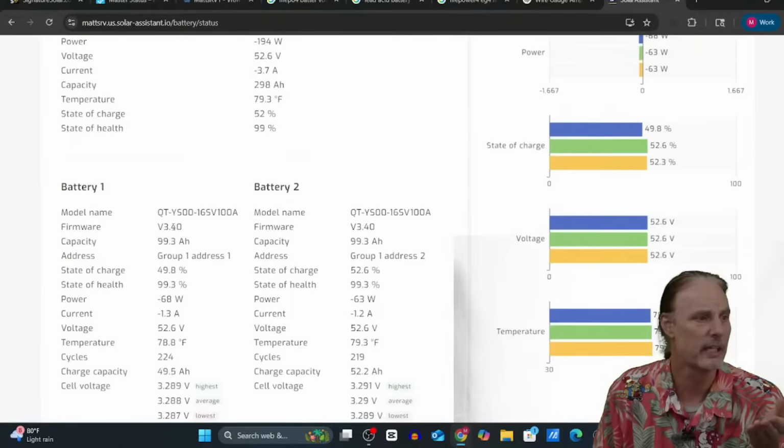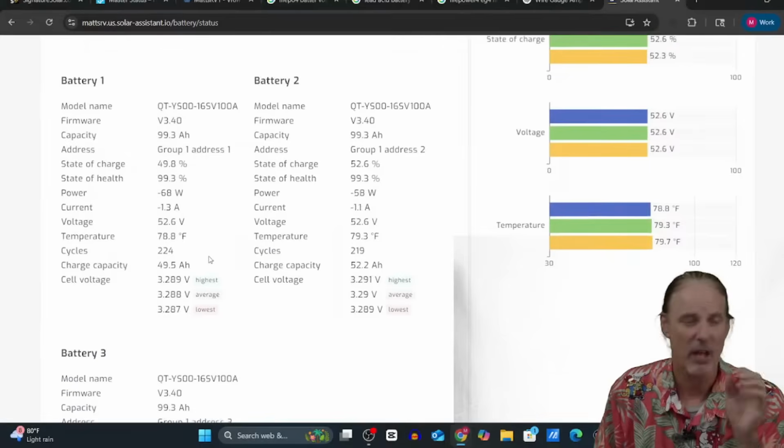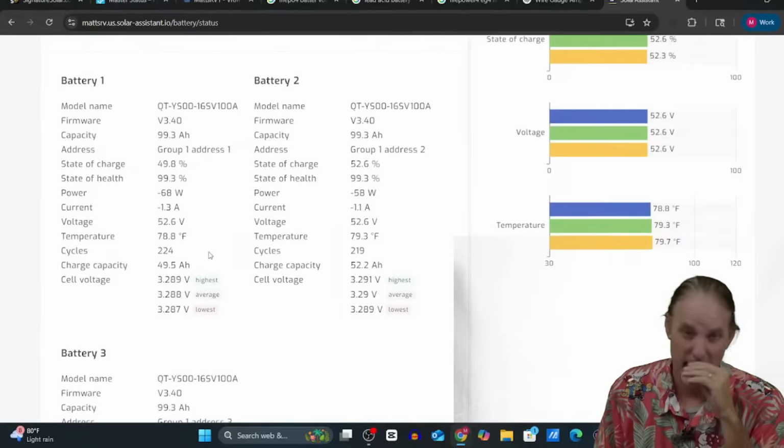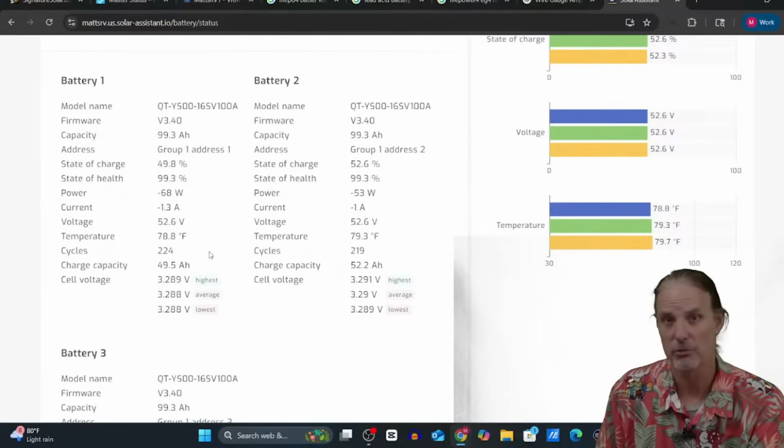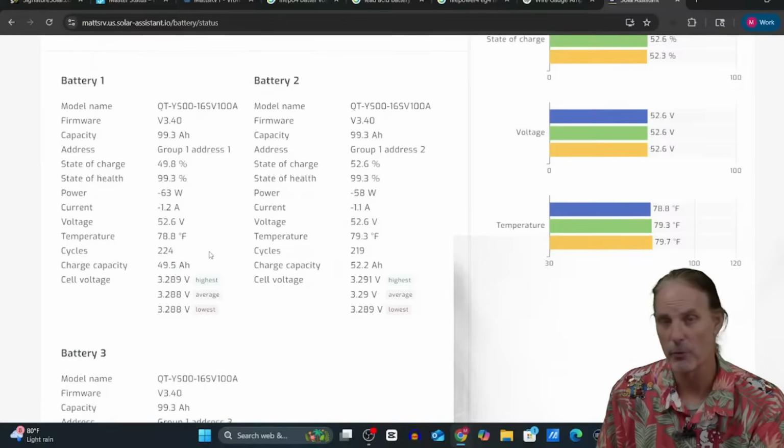So here I get each of the battery packs. A lot of the more current EG4 batteries provide this information directly from the inverter into Solar Assistant. The LifePO4 batteries, V1 batteries that I have, don't.